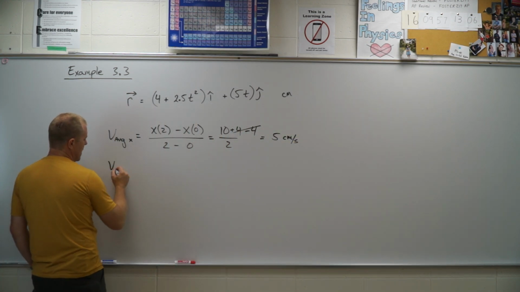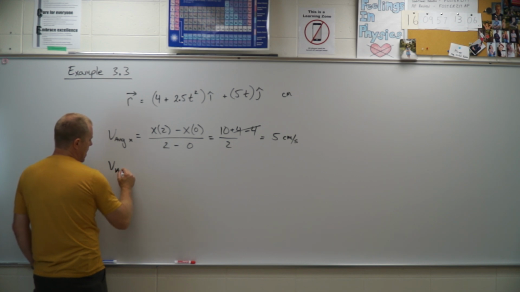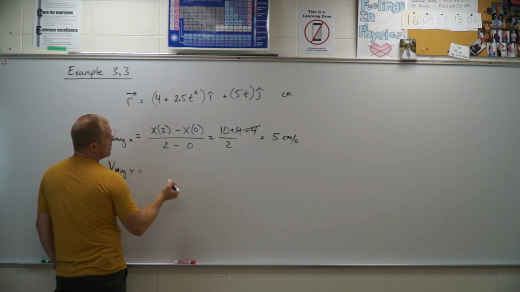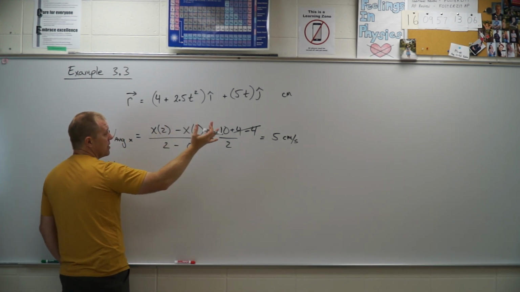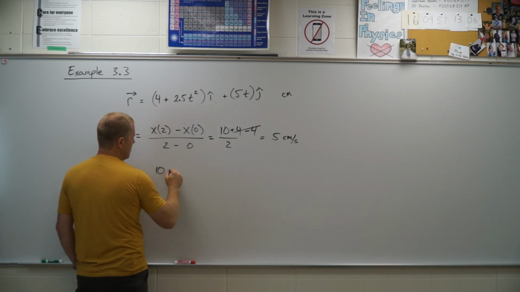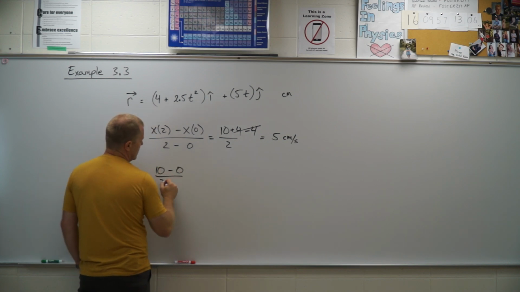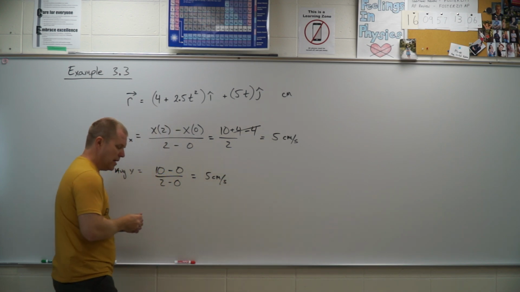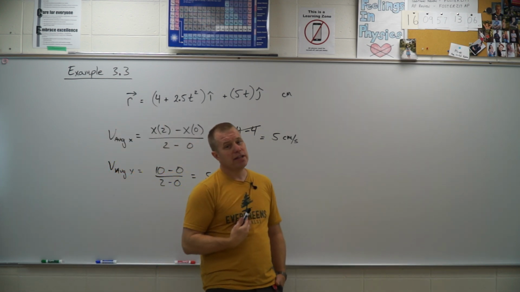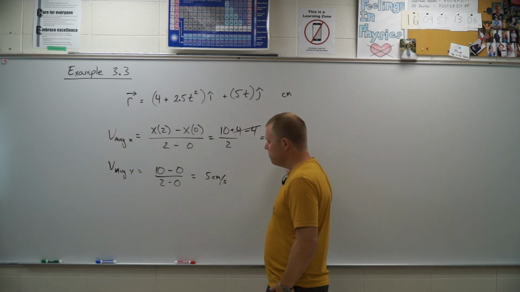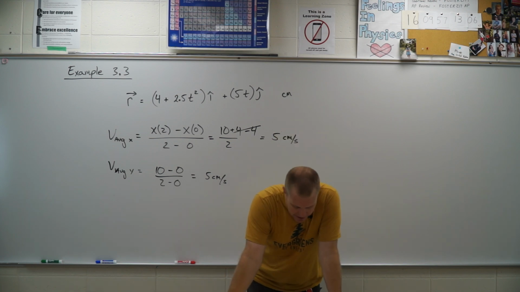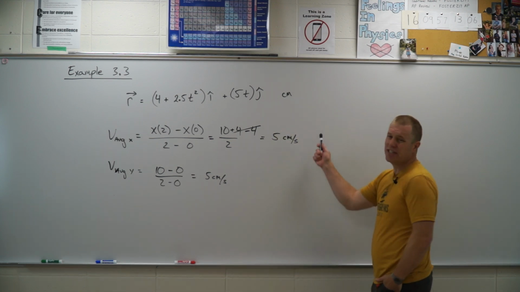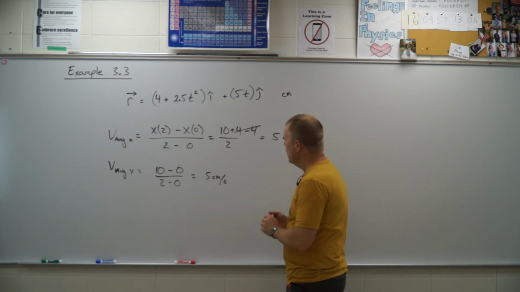For the y direction, same kind of idea, average in the y. So we're going to do our y at 2 minus our y at 0. So we're going to have 10 minus 0 divided by 2 minus 0. So again, we also get 5 centimeters per second in that direction. It really would be nice had they asked us just for the components, but of course they ask us to find the magnitude and direction. Let me double check that. Yes, they ask us for magnitude and direction. So we just need to put those two together.